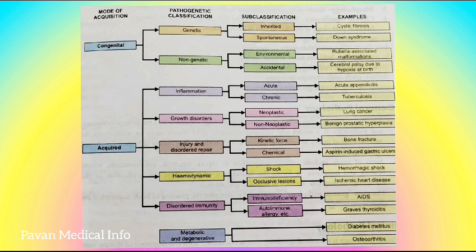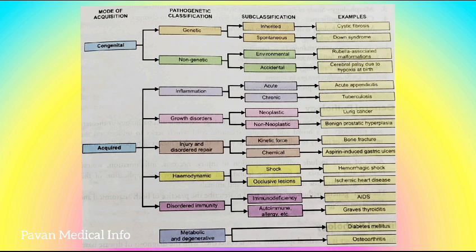Now we are getting into the fourth one, that is hemodynamics. Hemodynamics means how your blood is flowing through the blood vessels. When you see that, you can subclassify into shock and occlusive lesions. For shock, you can take example as hemorrhagic shock, and for occlusive lesions, you can take a best example, that is ischemic heart disease. Going to the last but one, that is disordered immunity.